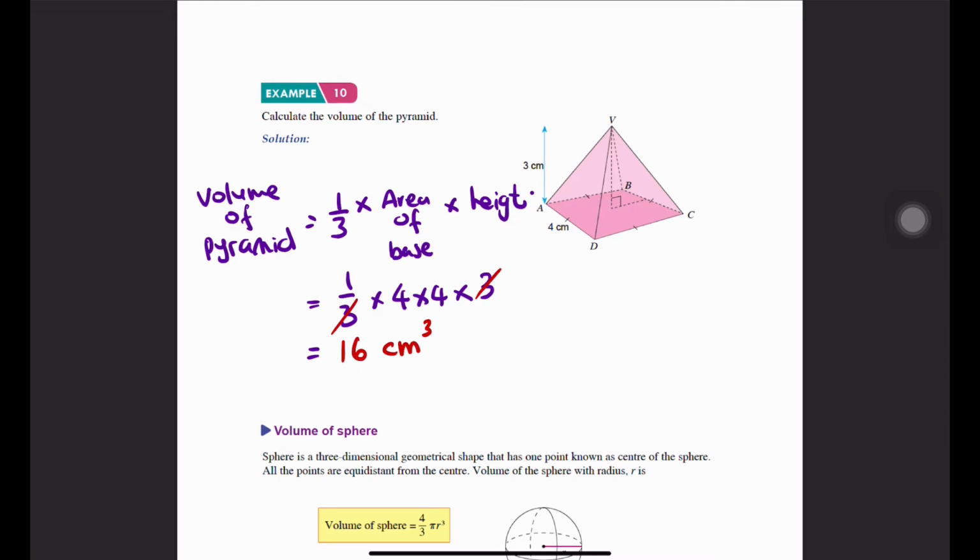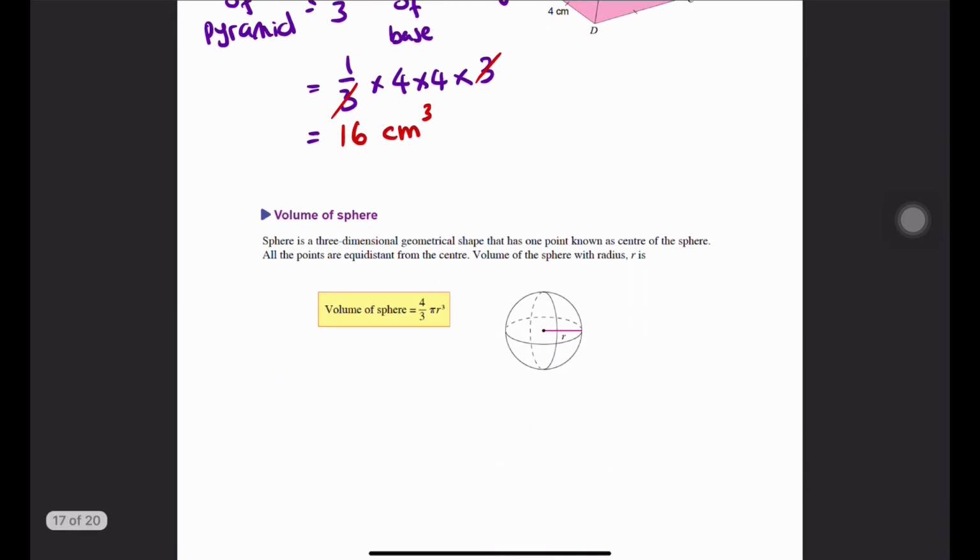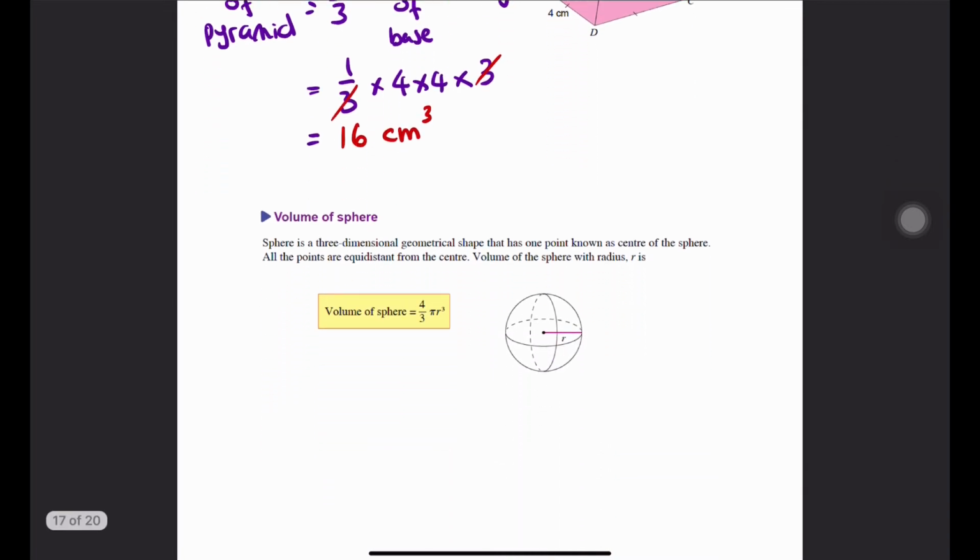I hope so far so good. Next, let's look at the volume of a sphere. What is a sphere? A sphere is the shape of a ball. What else? There are many things in the world that have the shape of a sphere. You can Google it.